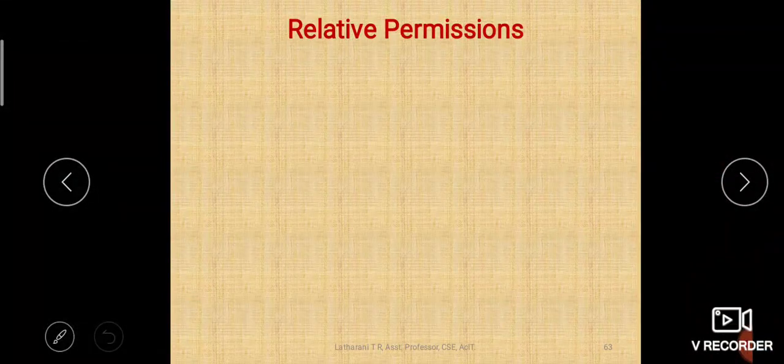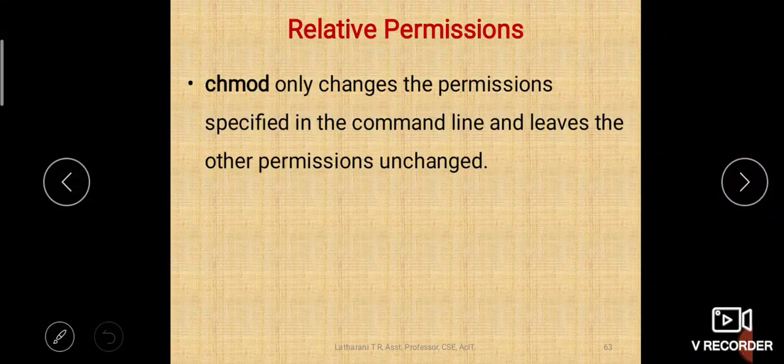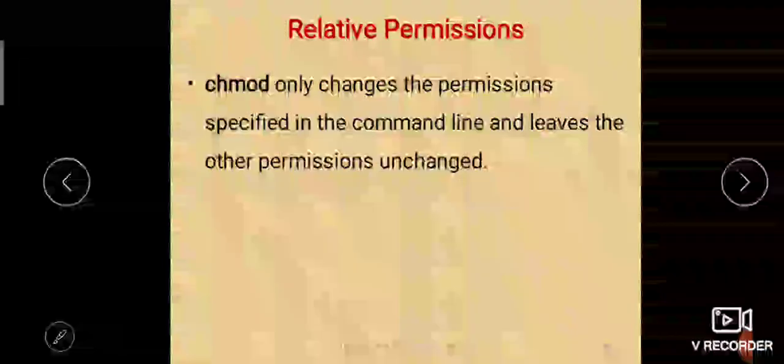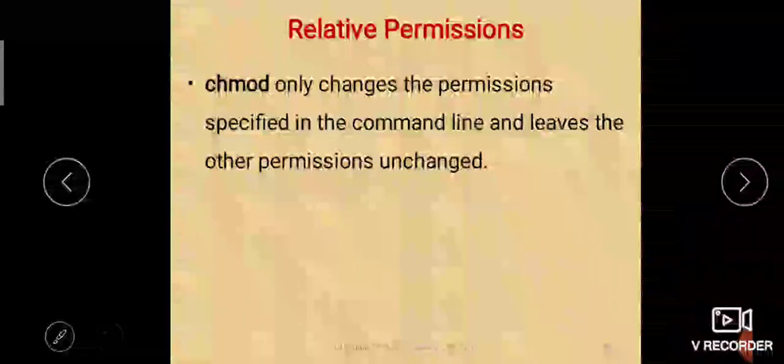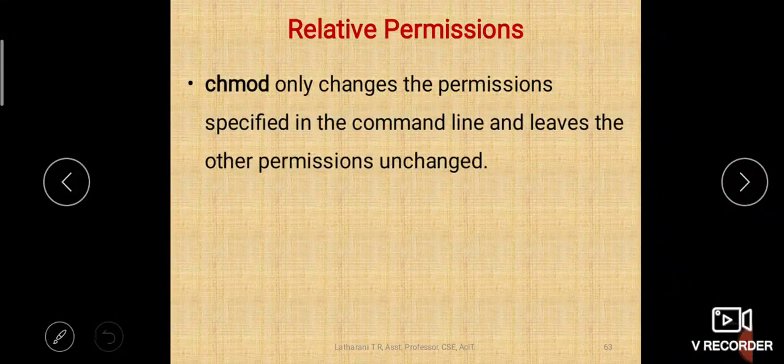Okay, relative permission. Let us discuss both of them. Let us go with relative permission. Chmod only changes the permission specified in the command line and leaves the other permissions unchanged. I told you, only the permission you are concerned with will be changed. The rest of the permissions will be unchanged. You will not touch them.